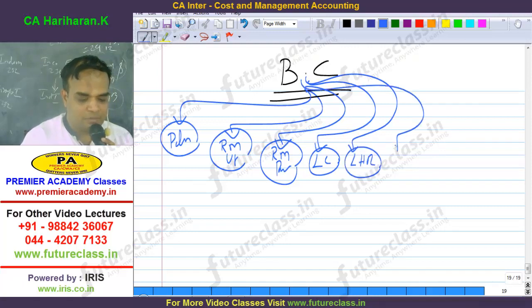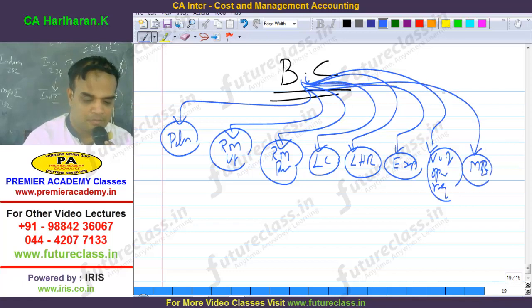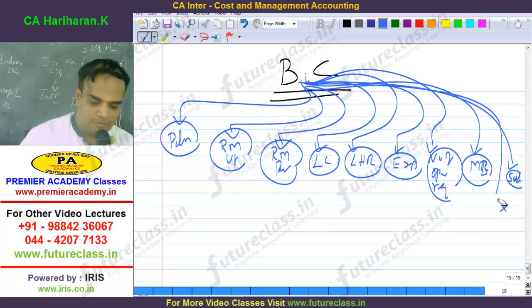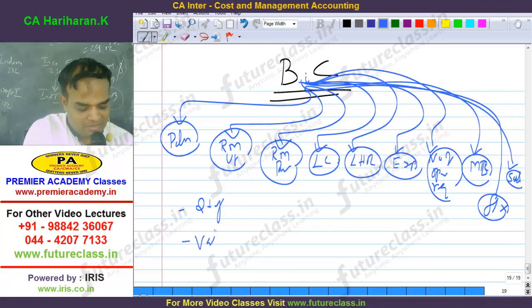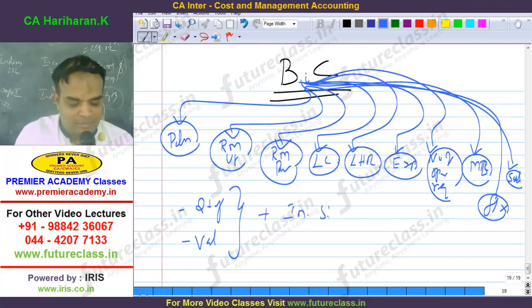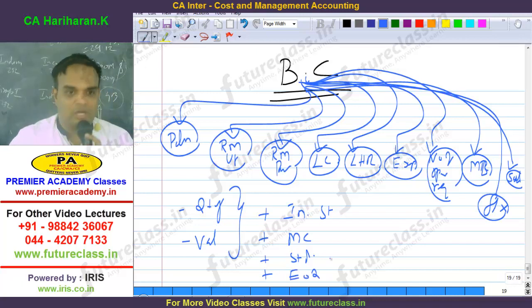labor hour requirement budget, expenditure budget, number of operators requirement budget, master budget, flexible budget, sales budget, in terms of quantity, in terms of value, combination of all, with the income statement, with marginal costing, with standard costing, with the EOQ. These are all past exam questions, sir.